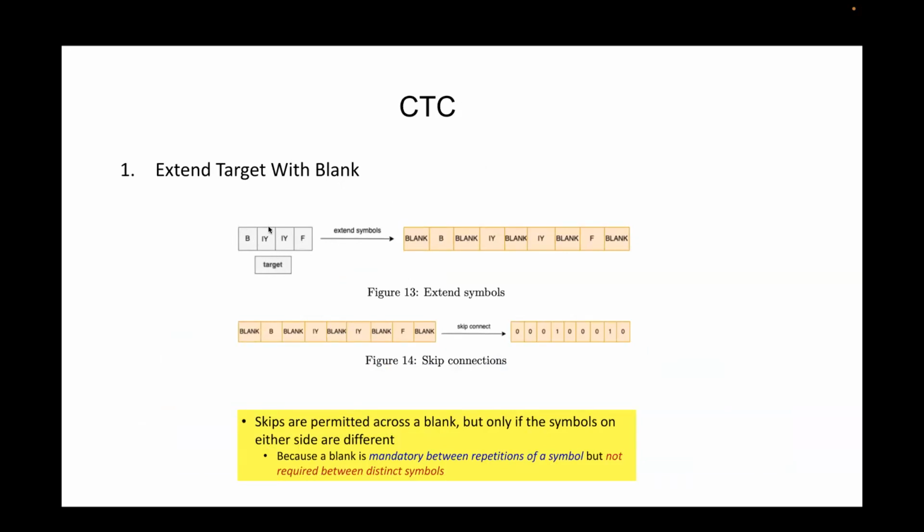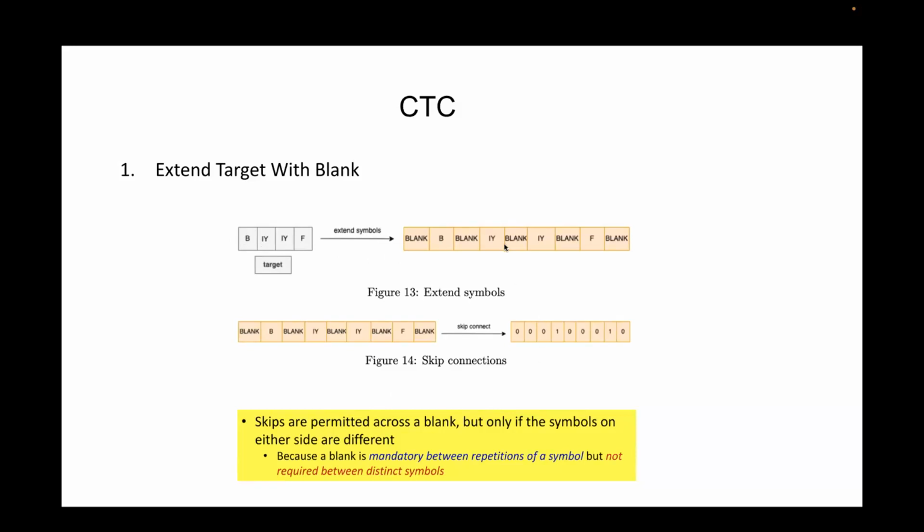For example, you get an input array as B IY F. So you need to return 2 arrays. One would be the extended symbols, and the other would be the skip connections. The extended symbol is basically just your original array interleaved with blanks, and with a blank at either extreme as well.